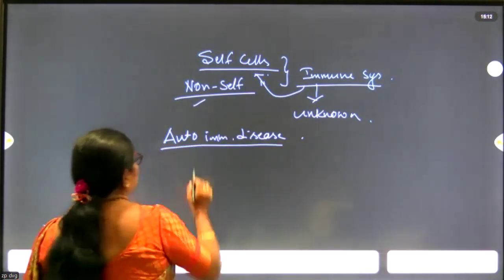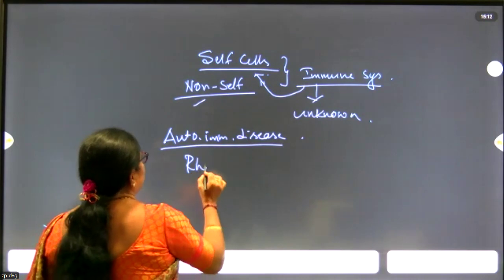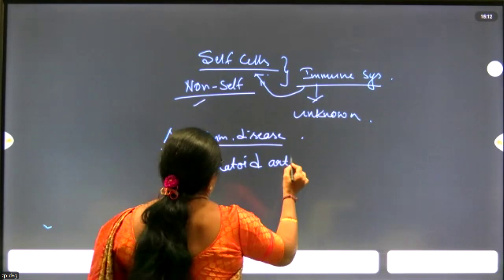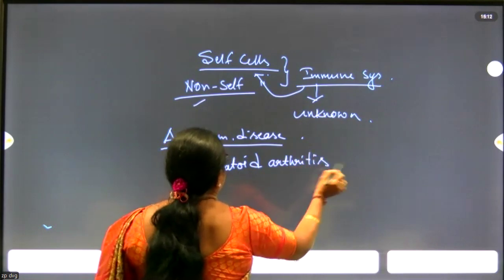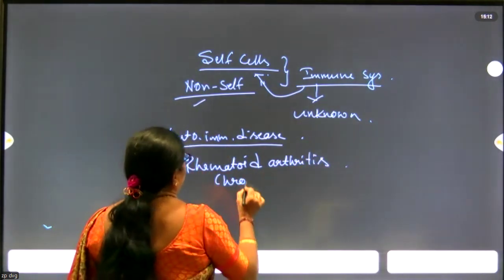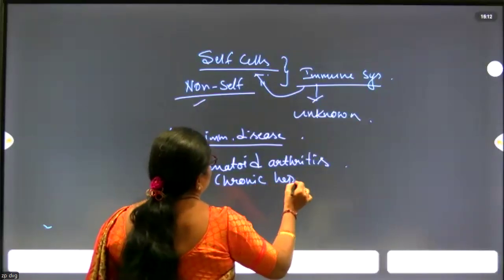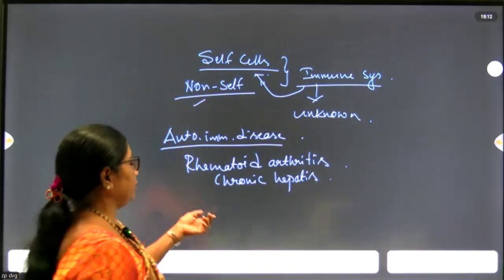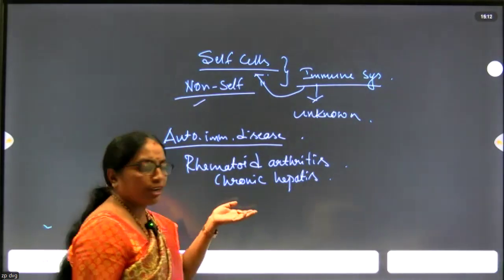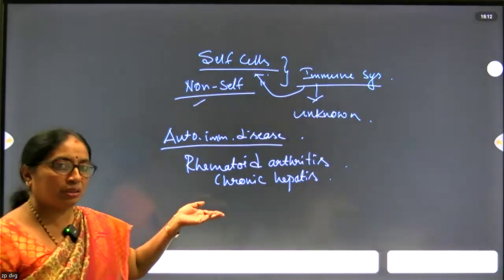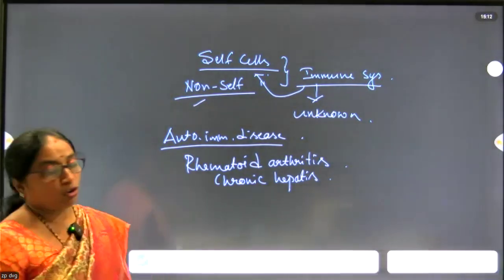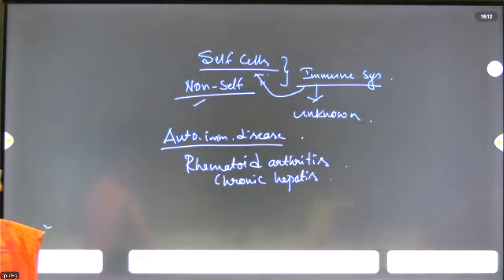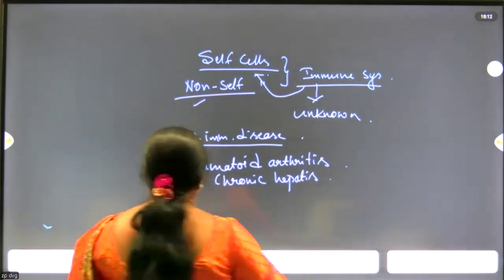Some of the examples of autoimmune disease are rheumatoid arthritis, chronic hepatitis. We also have some other examples like myasthenia gravis, which you had studied in first year. Then also we have chronic anemia, Addison's disease. All these are some of the examples of autoimmune disorders or autoimmune diseases. Yes, let's move on to the next topic.